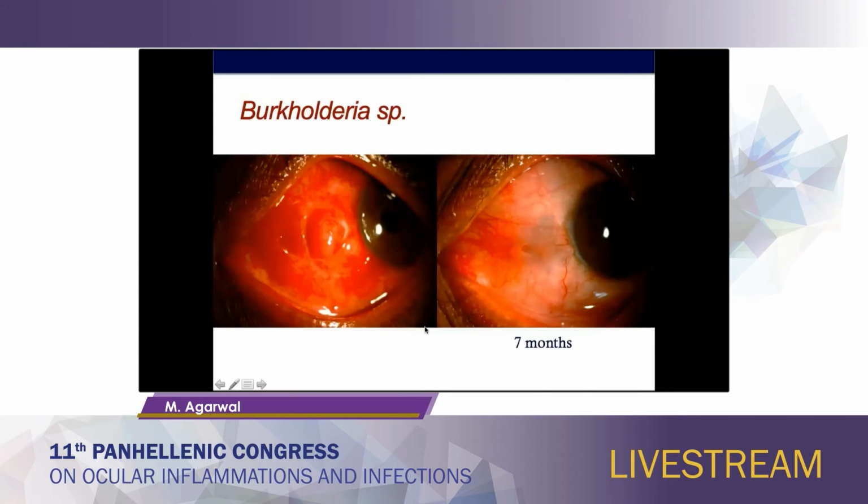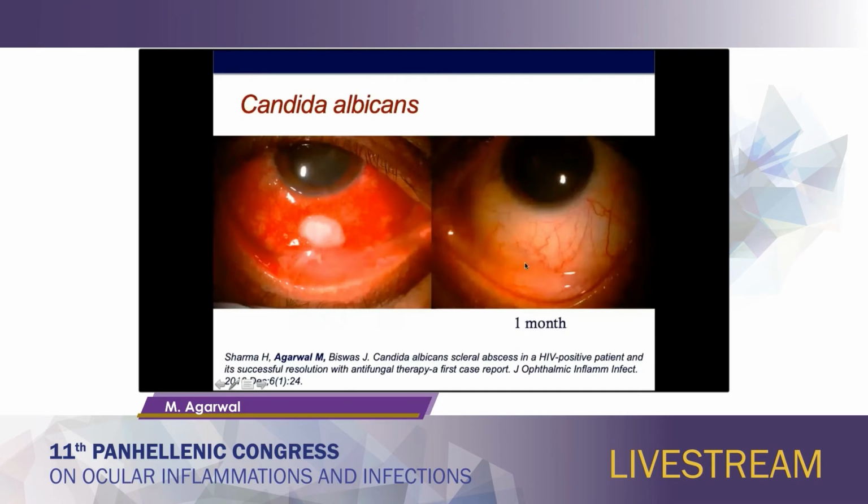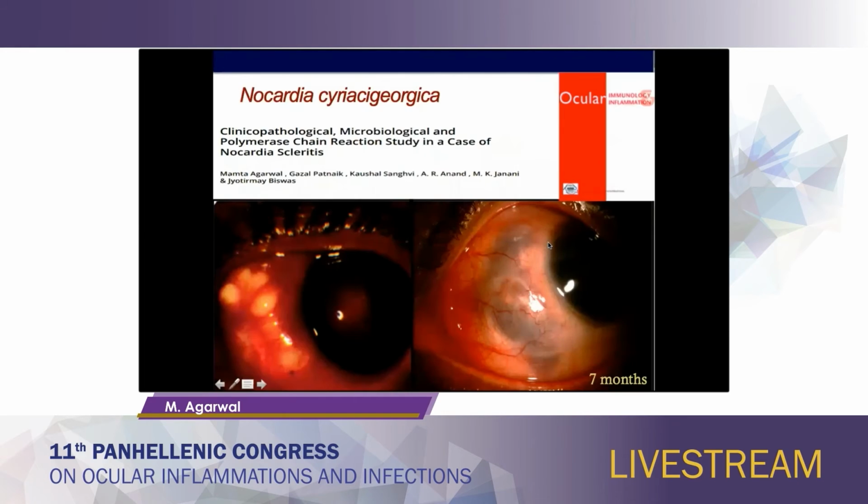Here is a patient who was diagnosed again as non-infectious scleritis, but scraping showed Burkholderia species. At 7 months, complete healing with no recurrence. This is our patient we published in our journal. It's Candida albicans in an HIV-positive patient. The patient was treated with amphotericin, complete healing. And this is another patient who was diagnosed to have Mycobacterium tuberculosis. But on clinical biopsy, it picked up nocardia scleritis, and here it is 7 months later, complete healing.